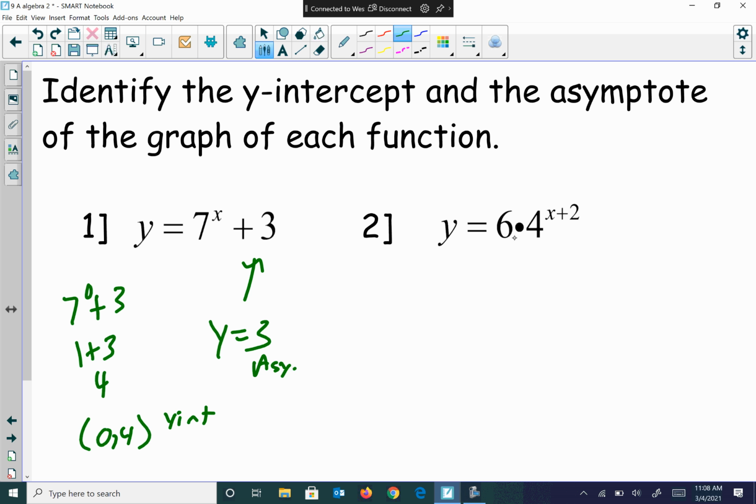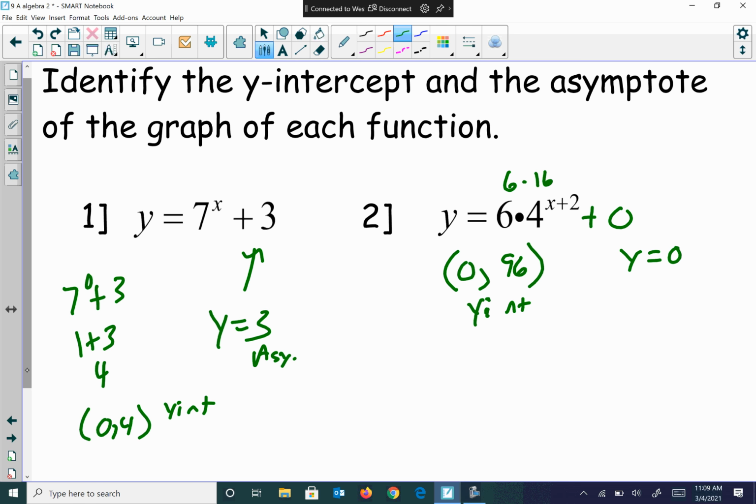This particular one, our y-intercept, think about this. There's a plus zero here, so my asymptote is going to be y equals zero. But if I wanted to find where it crosses the y-axis, I'm going to plug zero in. Zero plus two is two. Four squared is 16. 16 times six is, what is that, 96? There's your y-intercept. I don't think I would ever give you a graph like that. That's all of them, right?